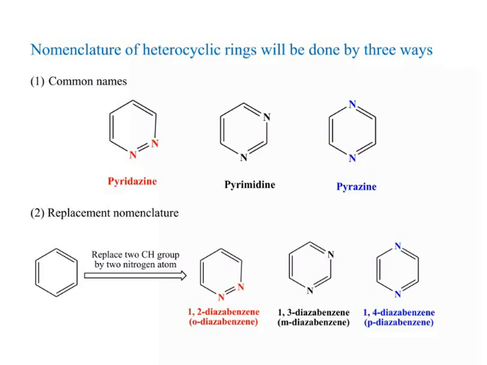1,2-diazabenzene, orthodiazabenzene, 1,3-diazabenzene, metadiazabenzene, 1,4-diazabenzene, paradiazabenzene. This is the replacement nomenclature. Why is it called replacement? Because you can see here the nomenclature ending is benzene, and then we are putting the positions, 1,2-diazabenzene. So this is the replacement nomenclature.